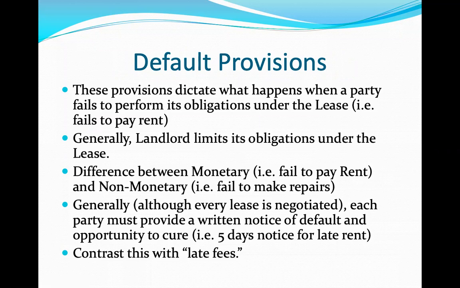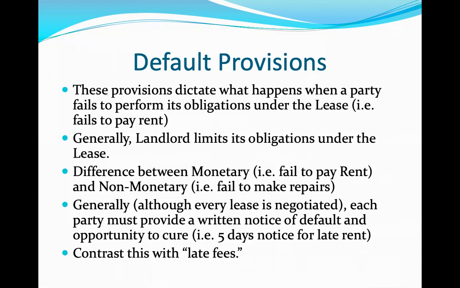Okay, not a problem. Leading on, we've talked about CAM charges, so we're moving on to discuss default provisions. Generally a default is when a certain party fails to perform their obligations under the lease. And what do I mean by that? You fail to pay rent, you fail to repair.